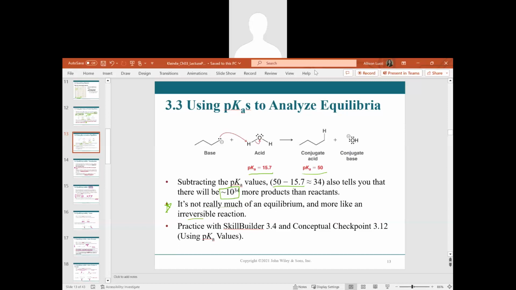So we will continue with this section using some practice problems in the textbook.